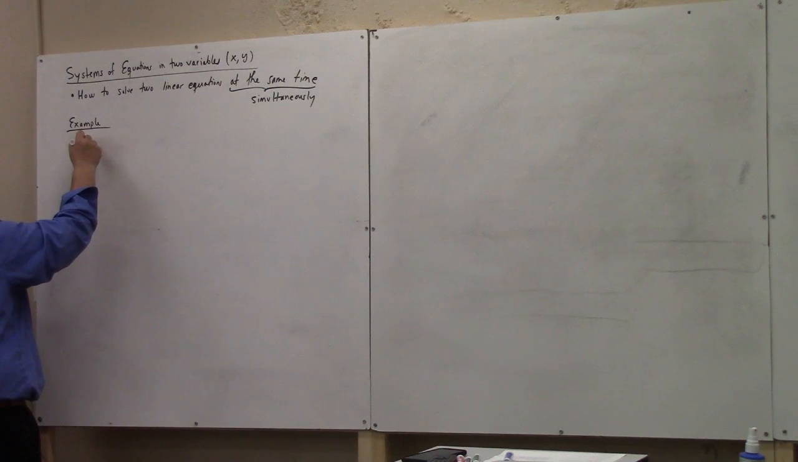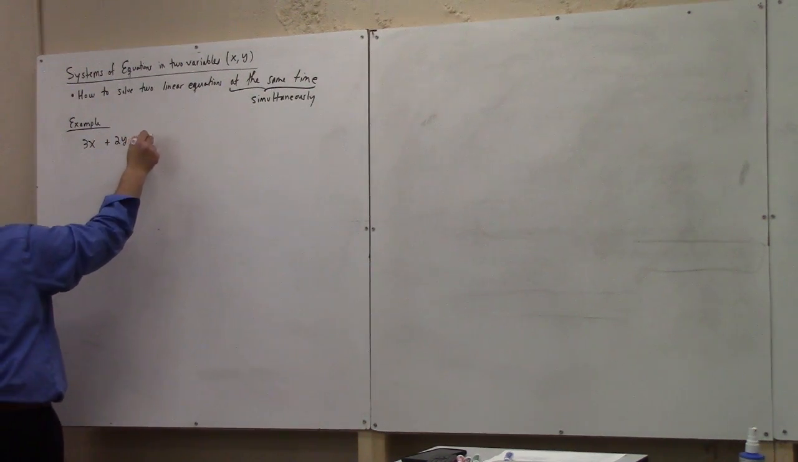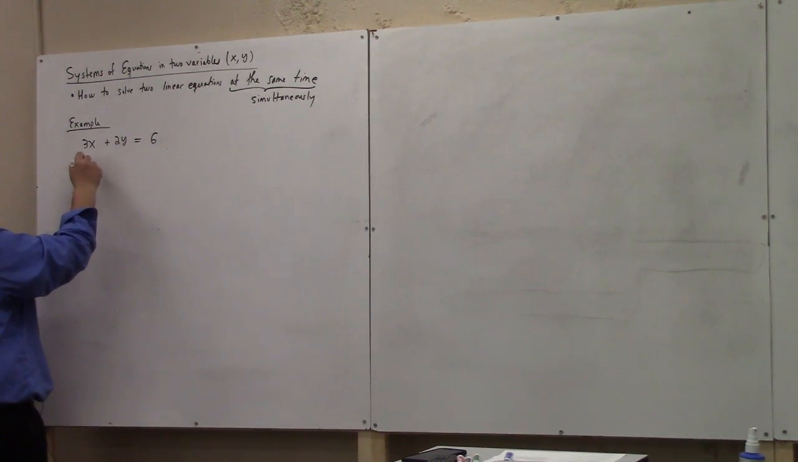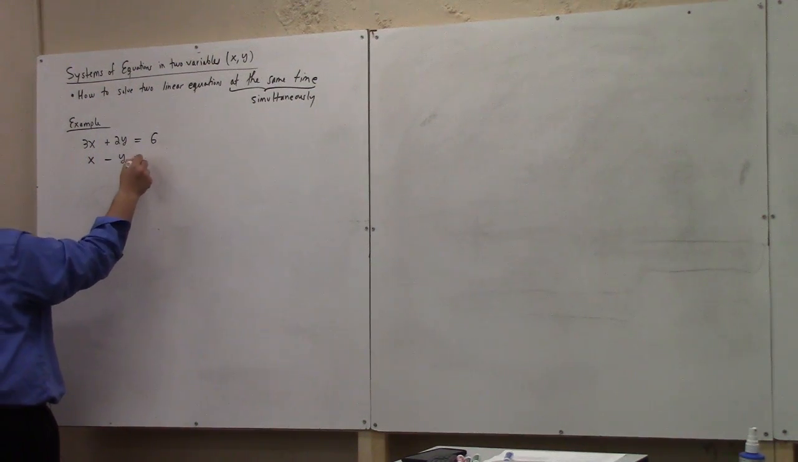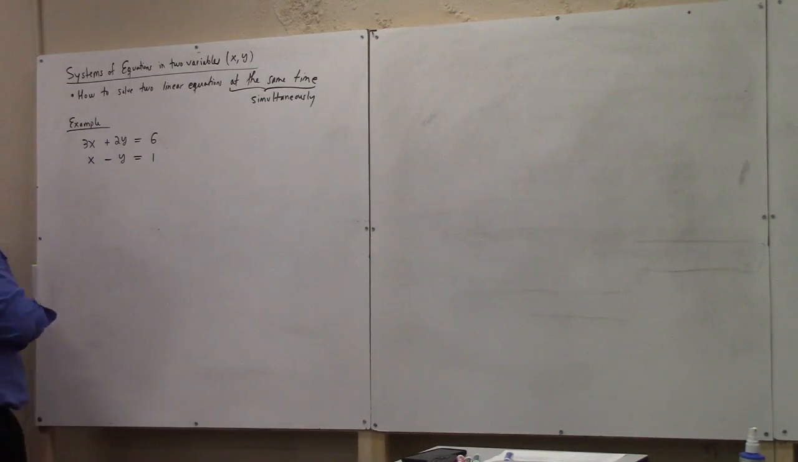Suppose we're given 3x plus 2y equals 6, and we're given that x minus y is equal to 1. This would be two equations in two unknowns. How can we solve a system of two equations and two unknowns?